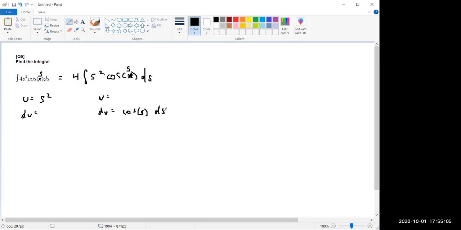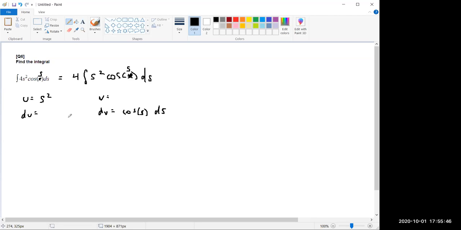Do you guys remember what I said as the tip to remember which one is probably the u? We can't put s squared into dv because when we take the antiderivative, it would be a greater degree, which means we're just going to increase. We're not making it smaller, which means we'll never get to the end of the integration. That's really the main idea. I think the exact words I said were: u is usually the function that gets simpler as you take the derivative.